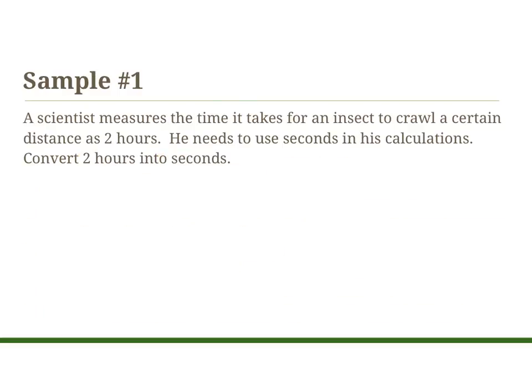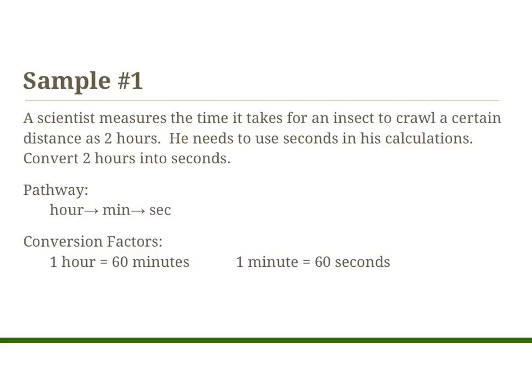So, a quick example, something that's not too complicated: a scientist measures the time it takes for an insect to crawl a certain distance is 2 hours. So the little bug goes a certain distance in 2 hours' time. But the problem is that the scientist needs to use this time frame in his calculations as seconds. So he has to convert it to seconds. The way he's going to do that is he's going to change hours into minutes, and then he's going to change minutes into seconds.